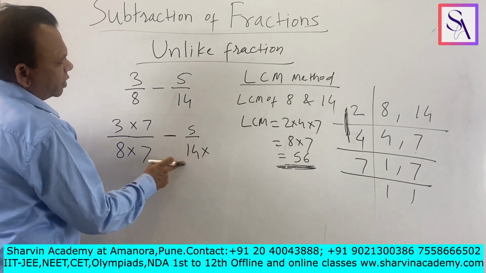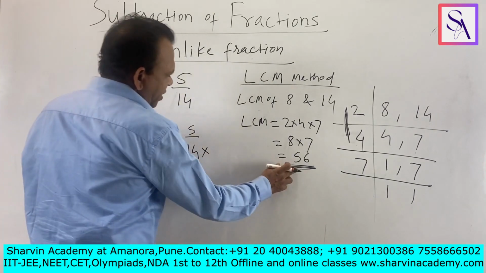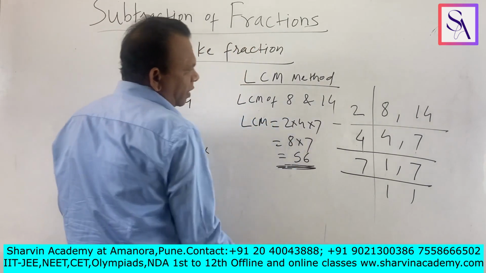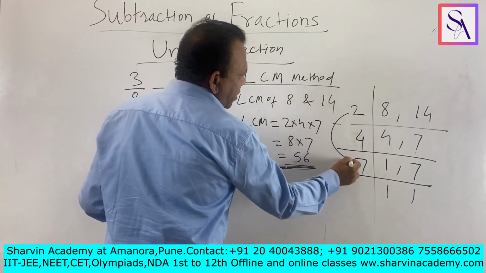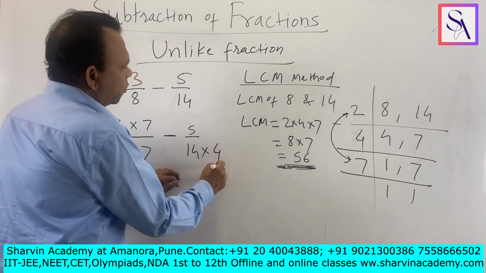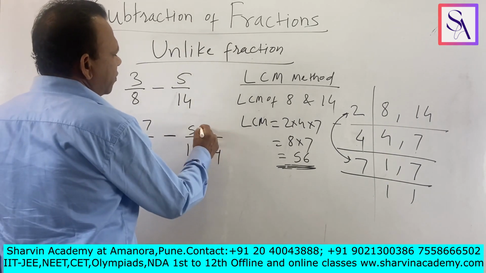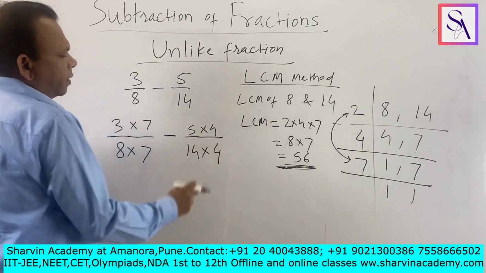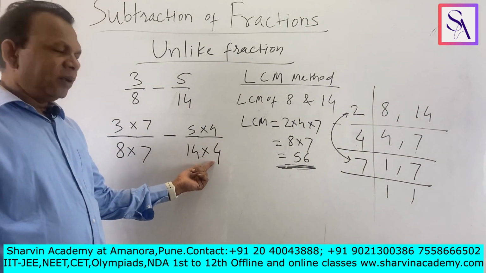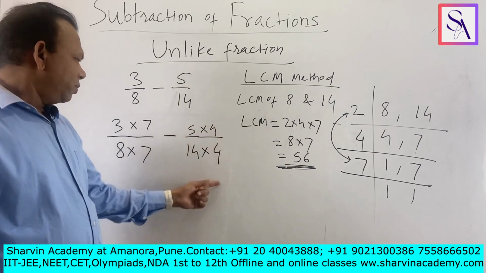Then for this 14, which number should I multiply so that I can get 56? If I don't know, I can use the help of LCM. So 2 and 7, 14. So what is the number? 4. So I will multiply 14 into 4, then I will multiply 5 into 4. Because the rule is, if I multiply by the same number to the denominator, I have to multiply by the same number to the numerator as well.